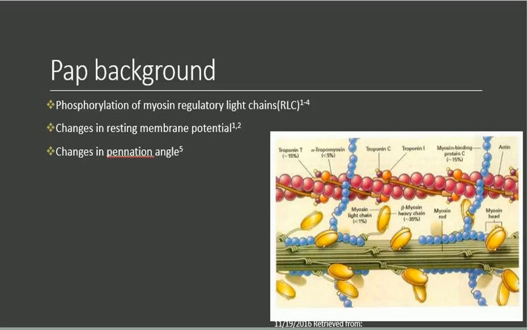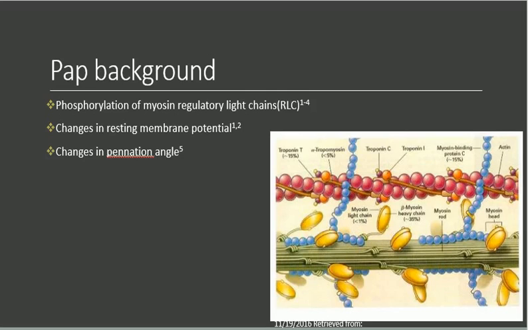The first is a high load contraction that phosphorylates the myosin regulatory light chains. This causes greater sensitivity of calcium being released from the sarcoplasmic reticulum and allows the phosphorylated light chain to react to an increased rate of calcium being made available.